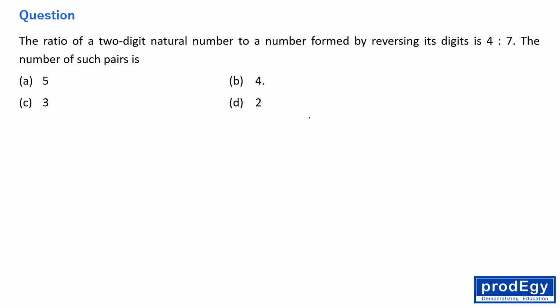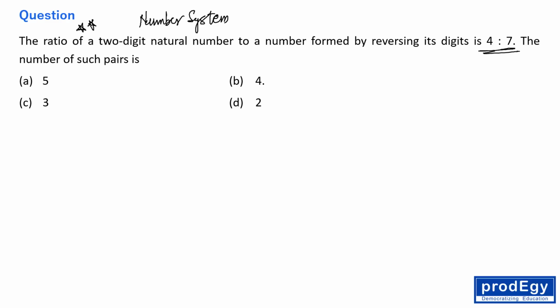The ratio of a two-digit natural number to a number found by reversing its digit is 4:7. This is the favorite concept of UPSC, and this question belongs to number system. This question is very important, because this type of question has been coming for the last 3 years, and in every paper 1 or 2 questions come from this concept.